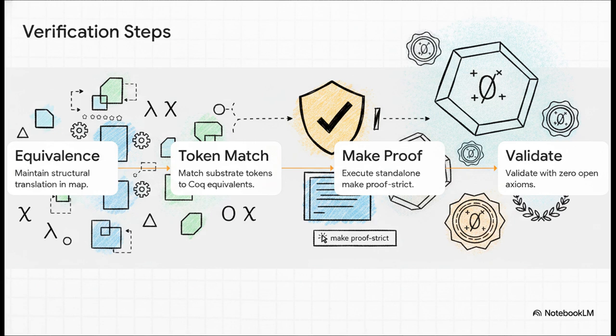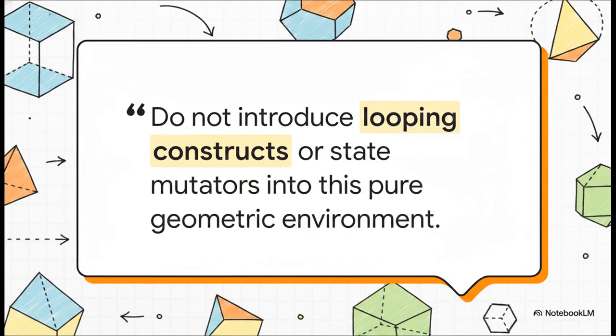It's like a math teacher demanding you show every single step of your work, and you have to pass with absolutely zero open axioms or assumptions. It mathematically proves that the code cannot do anything other than what the geometry dictates. Just listen to this mandate for a second. Do not introduce software looping constructs or state mutators. Think about that. No loops, no while loops, no dynamic mutators, nothing speculative. Just pure, constructive geometry unfolding step by step.